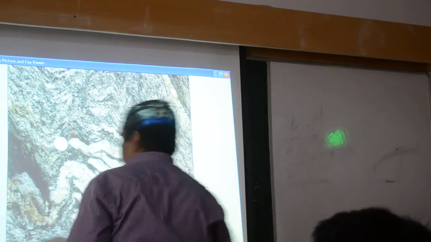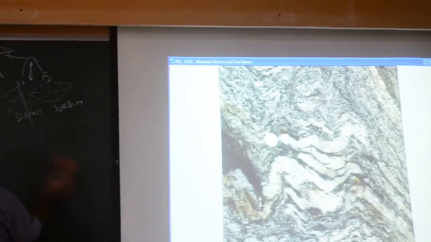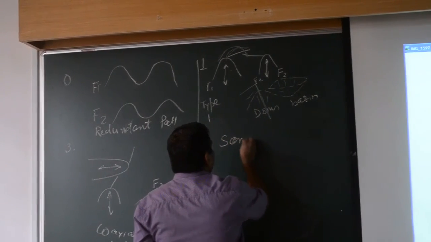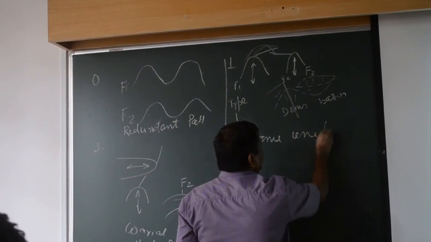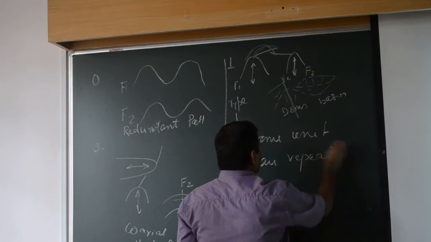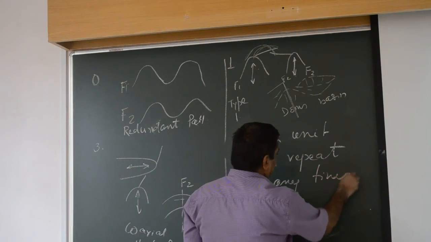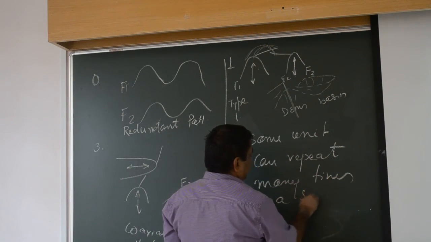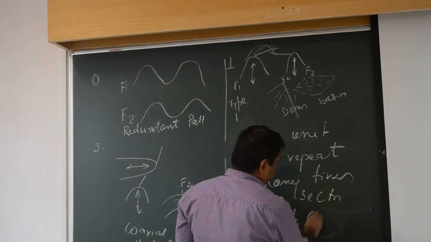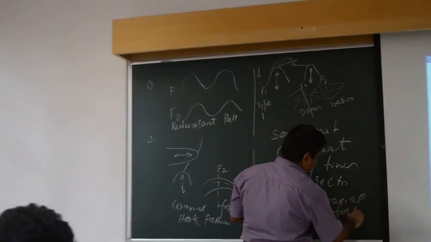So this statement I'll write. Same unit can repeat many times in a section due to coaxial folding.